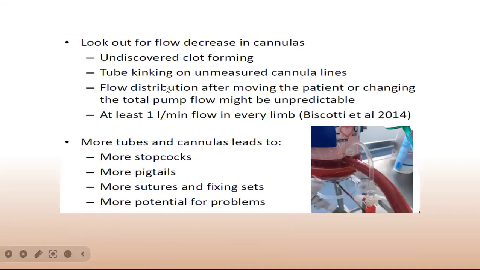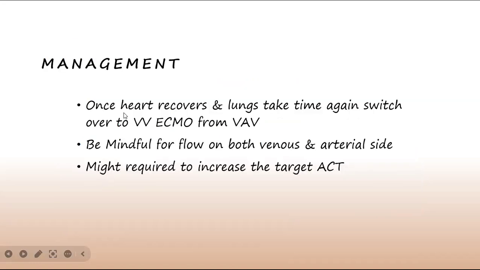So always make sure that you are measuring the flows in both cannulas. Otherwise you might end up with undiscovered clot formations, tube kinking and unmeasured cannula flow disturbances, which usually do happen. So whatever the condition of the heart or the lung, at least 1 liter of flow should be there in each limb here. That's the major take home message here. So management, how do you manage?